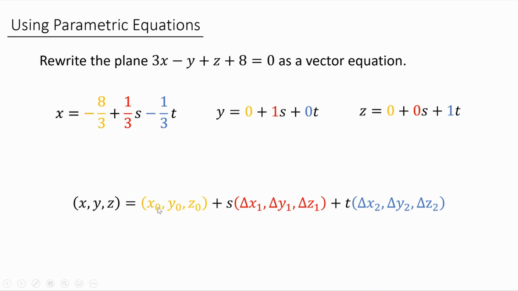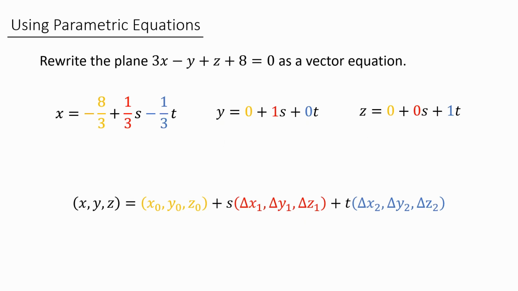The x component is the one from the x equation, the y component is the one from the y equation, and the z component is the one from the z equation. And the same exact thing applies for this red direction vector and this blue direction vector. Each of the corresponding components come from the appropriate equation.